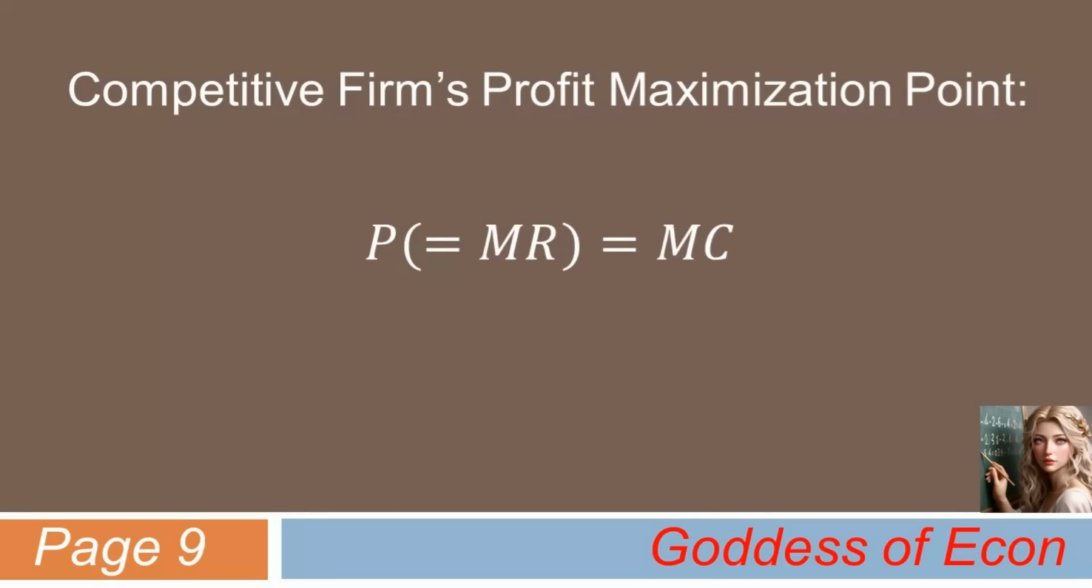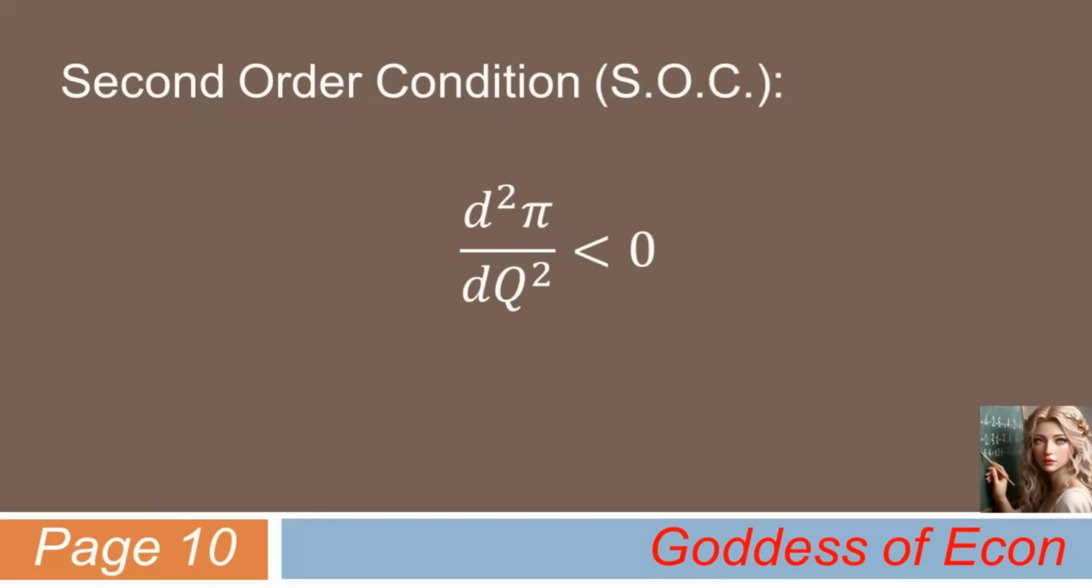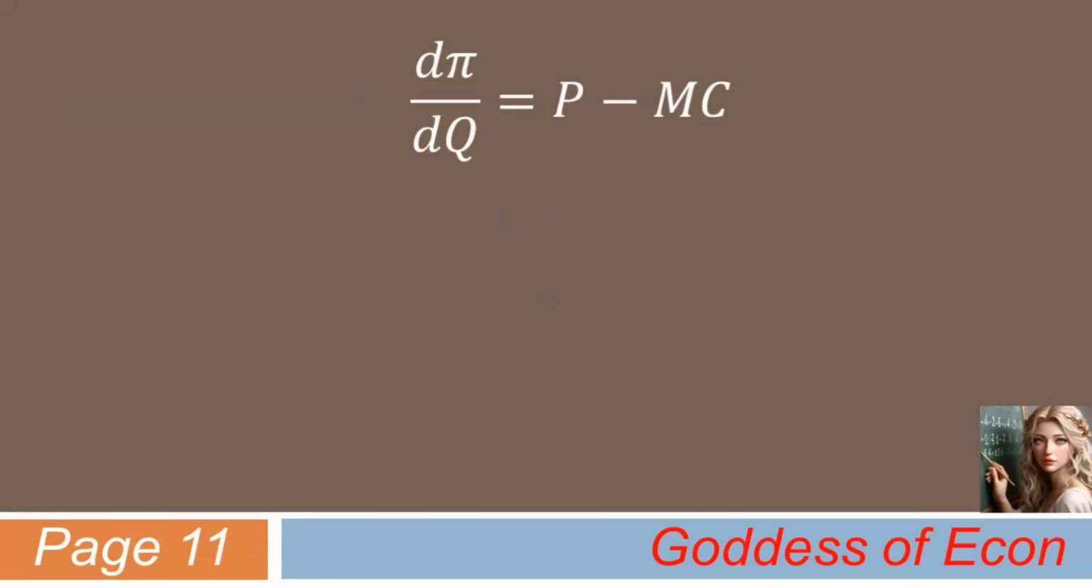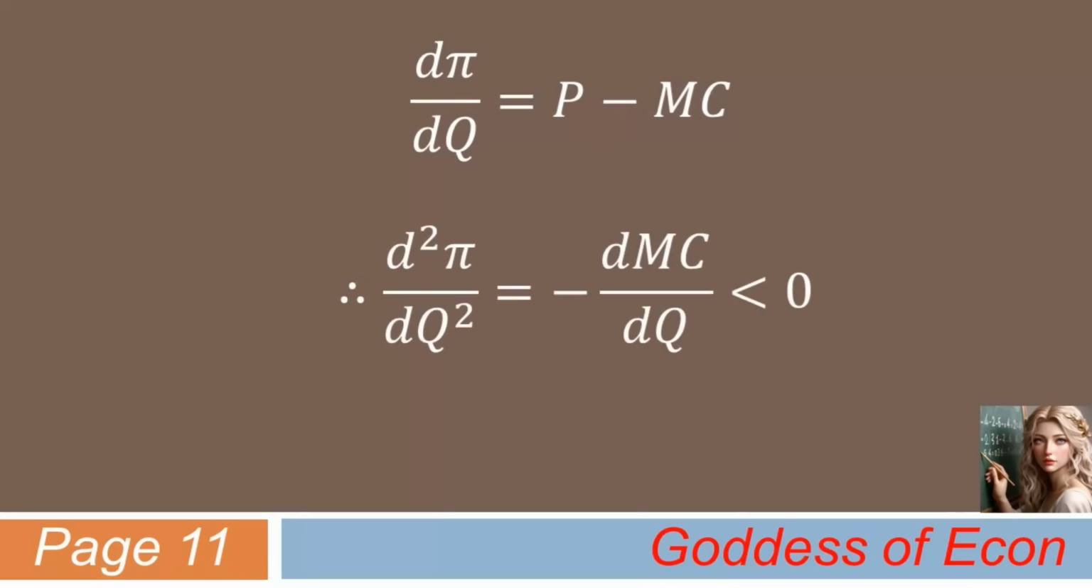But is this a sufficient condition for a maximum? No, we need a second order condition as well, which is that the second derivative of pi with respect to Q is less than 0. From the first order condition, we know the first derivative of pi with respect to Q. Now let's differentiate pi once more with respect to Q, to get its second order derivative. If we do that, as P is just a constant, we are only left with minus dMC/dQ. And this should be less than 0.